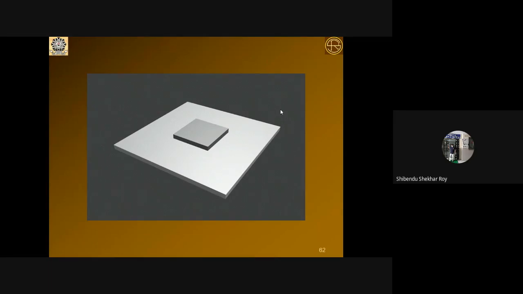But if it is in space, then it becomes six parameters: three in the x, y, z direction for positional information, and three for the orientation, three rotations about x, about y, and about z. Total six parameters are required when you would like to describe a solid object in 3D space.